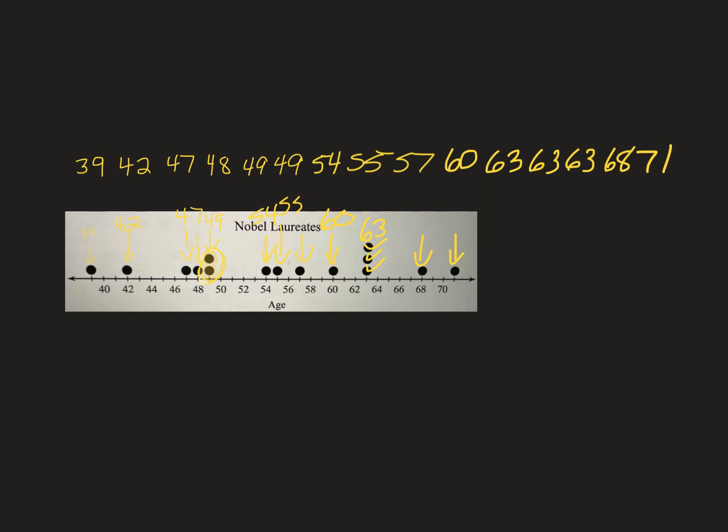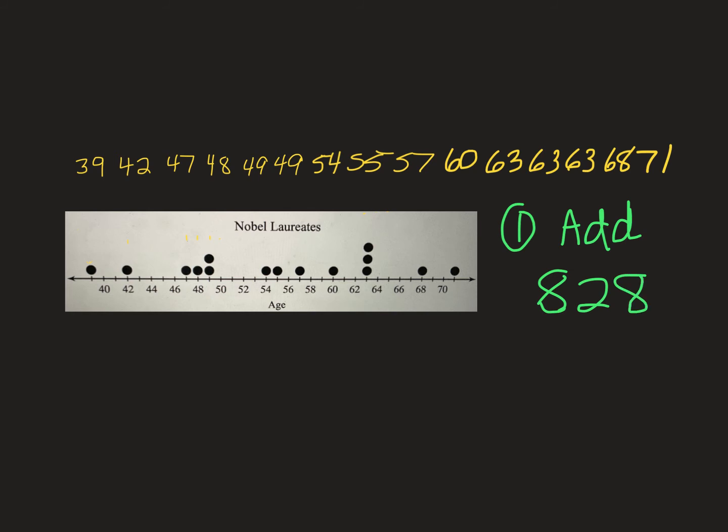So now that we have our list of data, the first step in order to find the mean is that we need to take all those numbers and we need to add them together. So that's the first thing I'm going to do is add all of those together. So once I added all of those together, I got the sum of 828. And then step 2, we're going to divide.